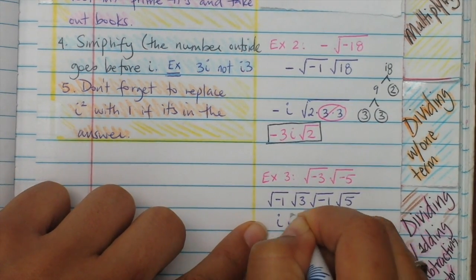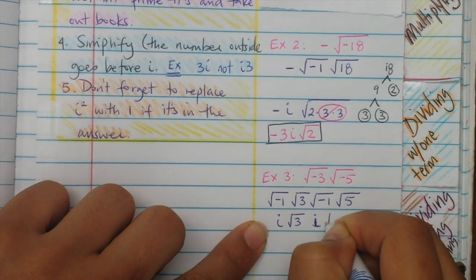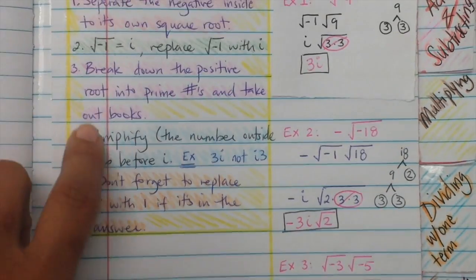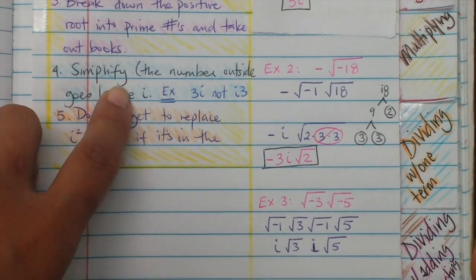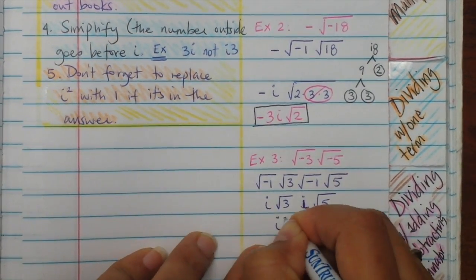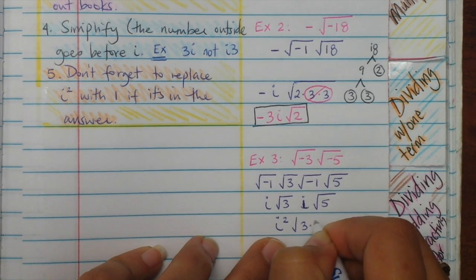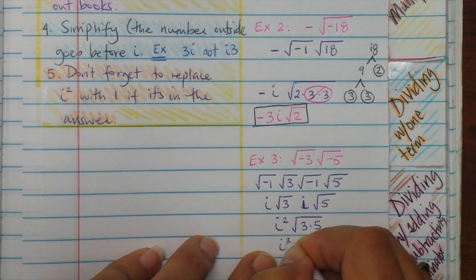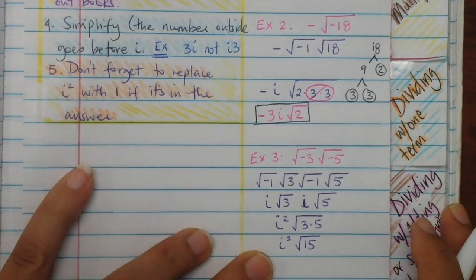So I'm just going to write it out with i. The listening check: underline example 3. Alright, break down positives. There's nothing to break down. Simplify. Alright, so let's put the i's together. i times i is i squared. And then what do you do with radicals? We put them all under the same radical. Any books? Nope. So that's what I have.